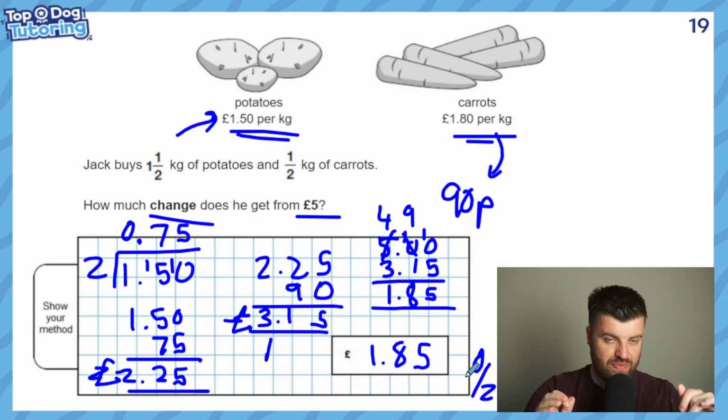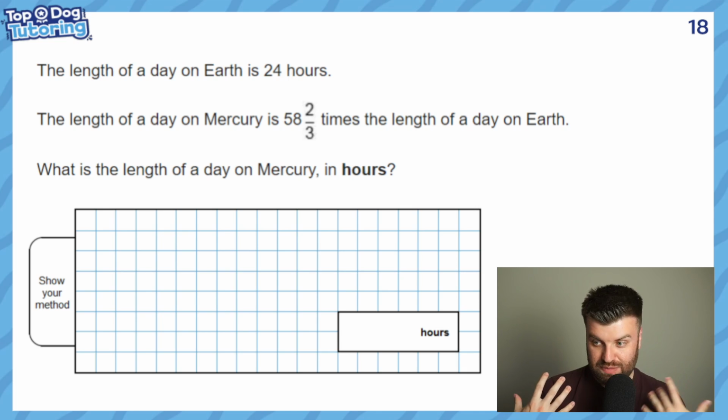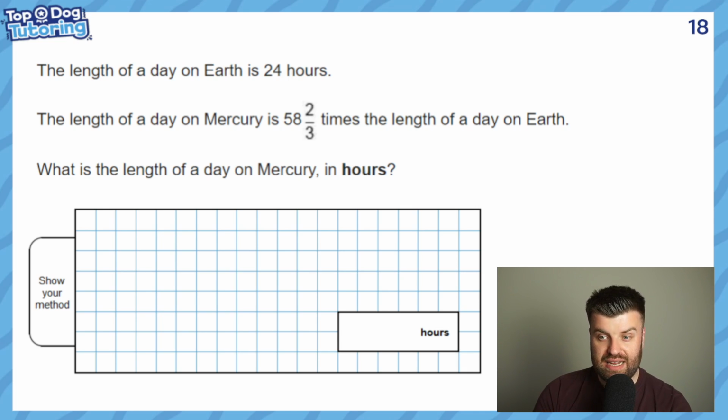We can see here how fractions can be combined with another strand to make the ultimate question. Yes, the ultimate question. This is probably one of the hardest fraction questions I've seen, and I'd love to have a go with you guys. So remember, you can try these out yourself, but I'm going to model exactly how to do this. The length of a day on Earth is 24 hours. The length of a day on Mercury is 58 2/3 times the length of a day on Earth.